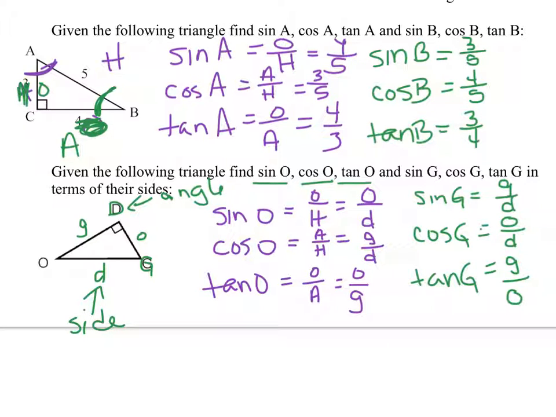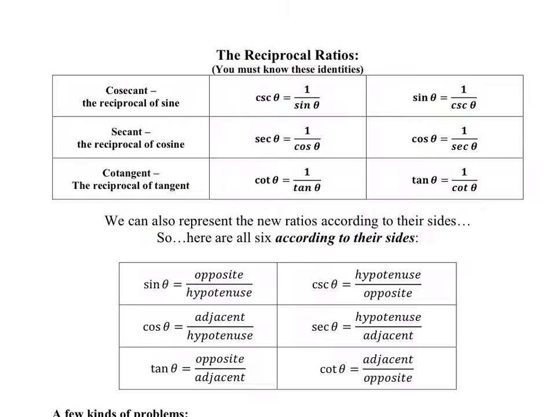Right, so here's the answers to these. We have O. If we're dealing with O, this is the opposite. That's the adjacent. And if we're dealing with G, this is the opposite, and that's the adjacent. So you just have to get used to that.